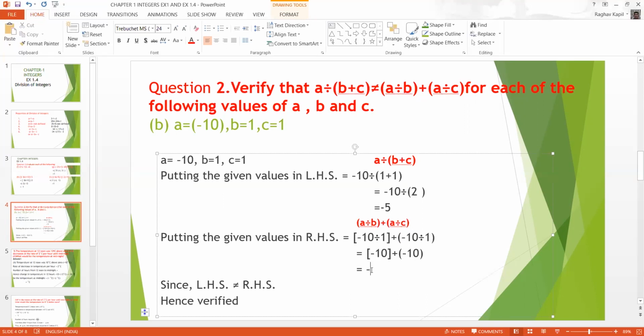First of all, minus 10 and minus 10 added is 20, and we put the same sign. Why? Because both have like signs. Minus 20. Now we compare the LHS part and the RHS part. They are not equal. Minus 5 is not equal to minus 20. That's why we have verified that division is not distributive for integers.